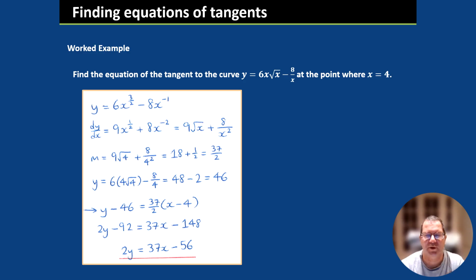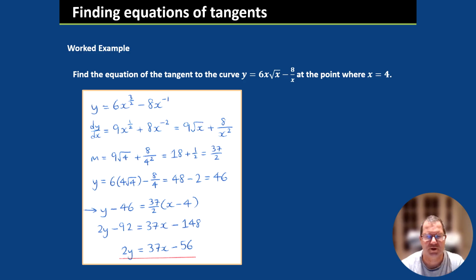The gradient at the point where x is 4 means substituting 4 in for x, so 9 root 4, which is 18, plus 8 over 4 squared, which is a half, so 18 plus a half is 37 over 2 as an improper fraction. And then the y value, we weren't given that, but again x is 4, so we could substitute that into y equals 6 lots of 4 root 4 minus 8 over 4. 4 root 4 is the same as 4 times 2, 4 times 2 times 6 is 48, 8 over 4 is 2. So y equals 48 take away 2, which is 46.